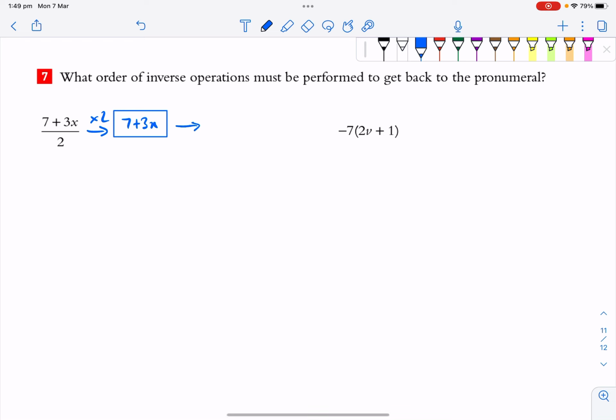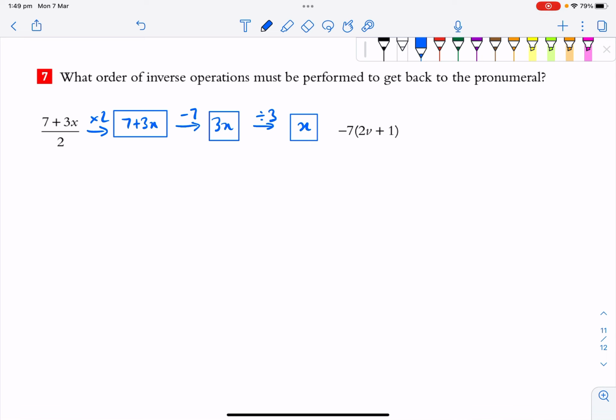Then over here, we're going to get rid of the 7. Okay, it's a positive 7. To get rid of that 7, we minus 7. And then finally, to get rid of the 3, we divide by 3. As that 3 there is multiplying to the x, so we do the opposite. Divide by 3. Pretty straightforward. Next one will work very similar.